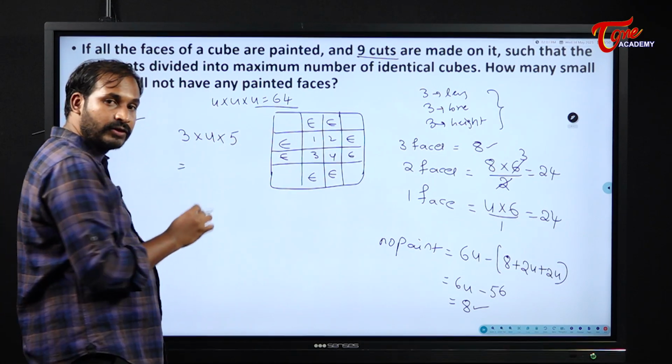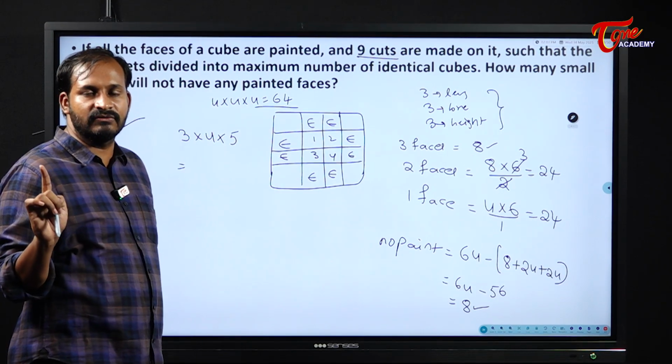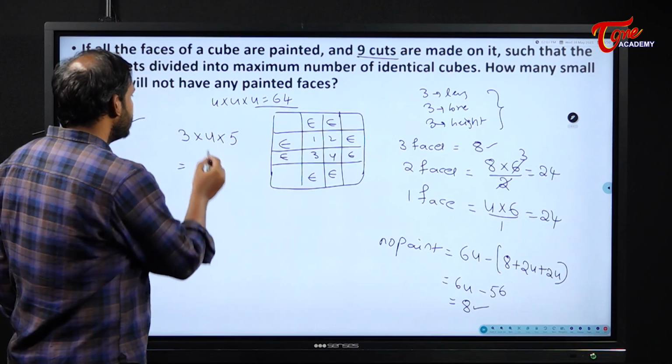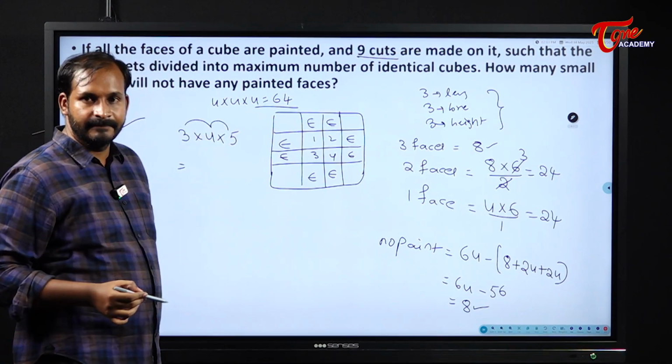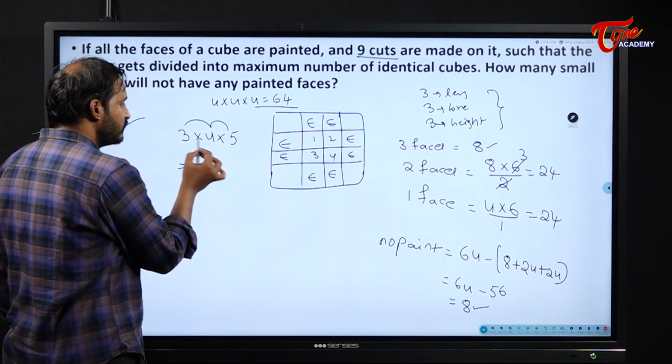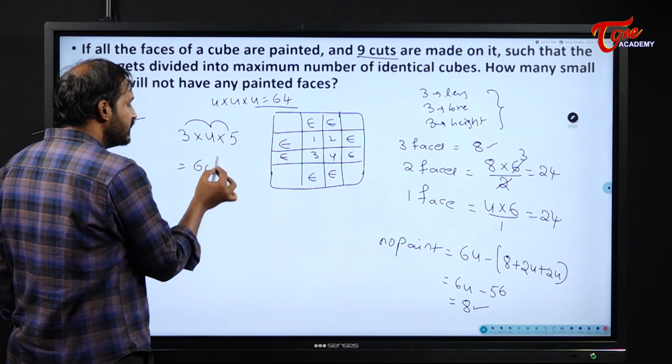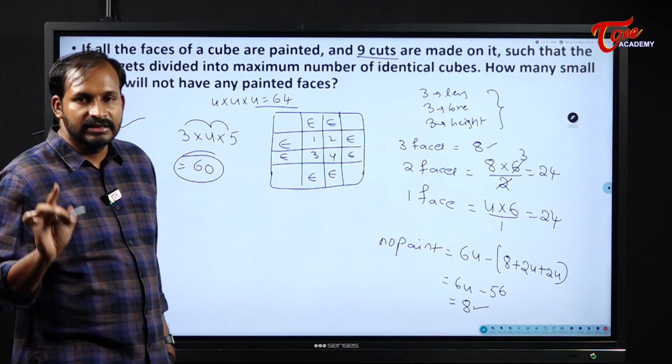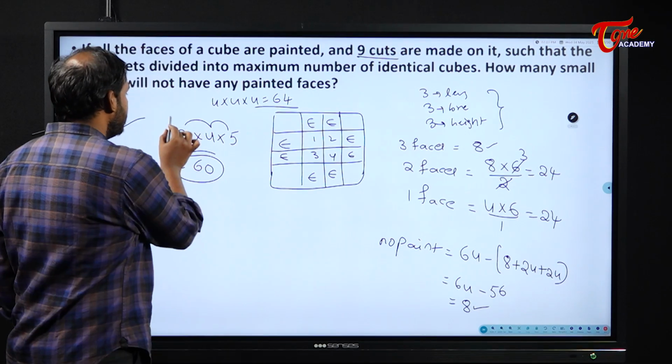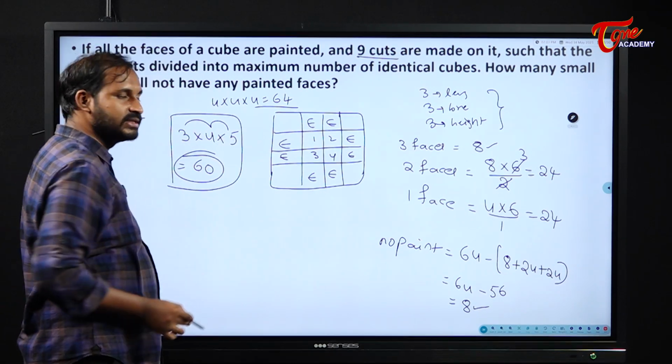So total number of cuboids, they may ask us only one question. So 3 into 4 into 5. So 3 4s are 12, 12 5s are 60. So you will get 60 cuboids. Okay. Unequal cuts, if they ask you like this, you will get the answer.